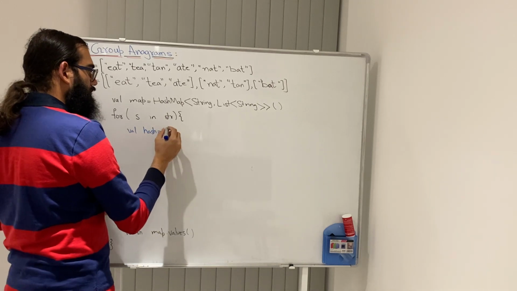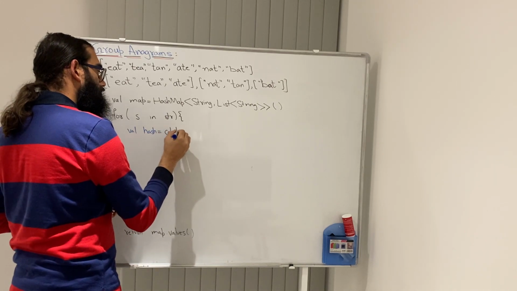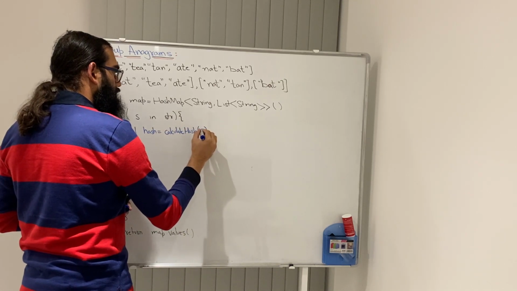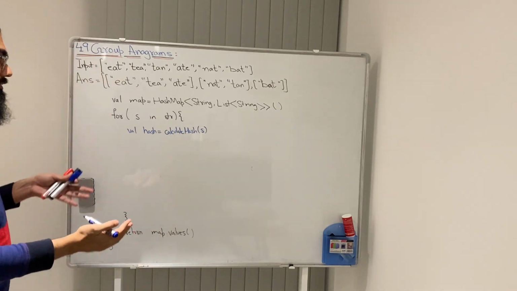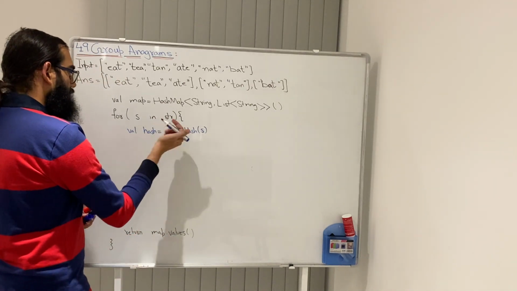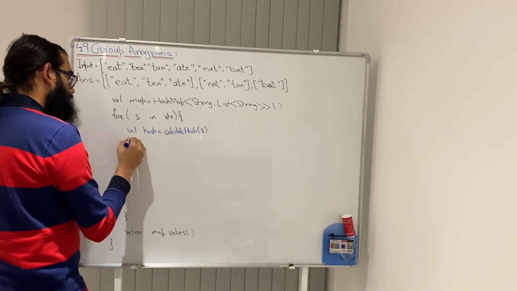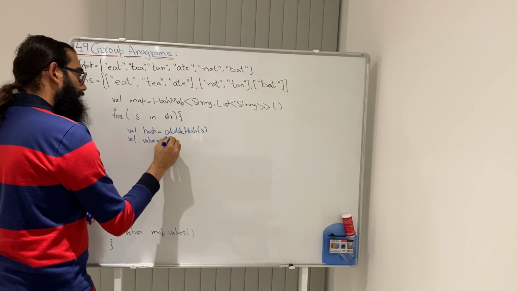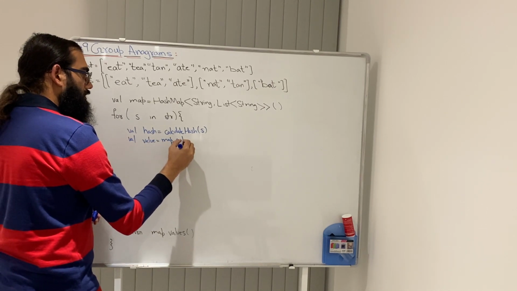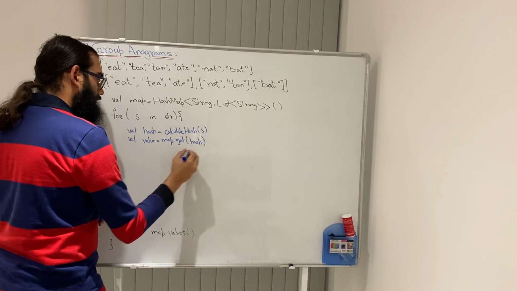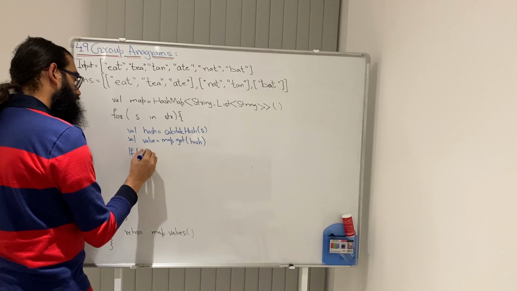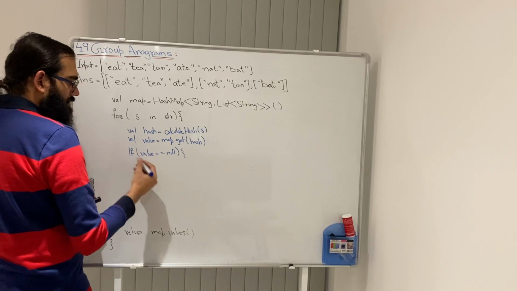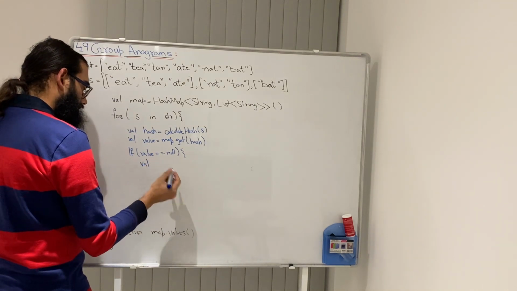And I will have one function, calculate hash. I will send the string. From here, I will get maybe an integer, maybe a string. It depends on this function. And then after that, I need to do the same thing. Value is equal to map dot get hash. Then if value is equal to null, then I need to create, okay, the previous code, sorry, I removed that.